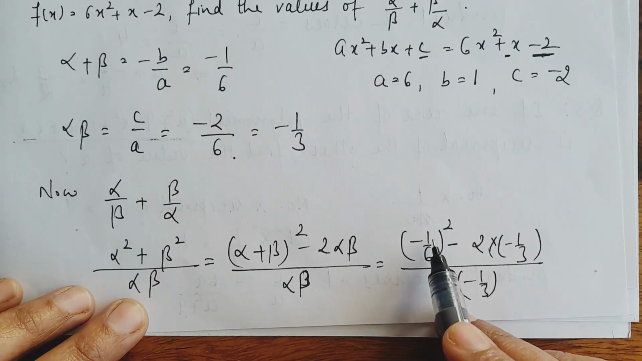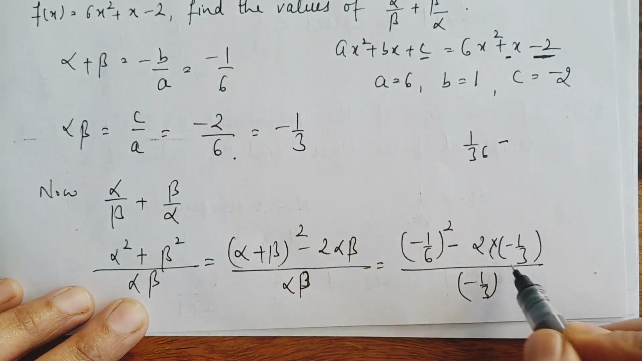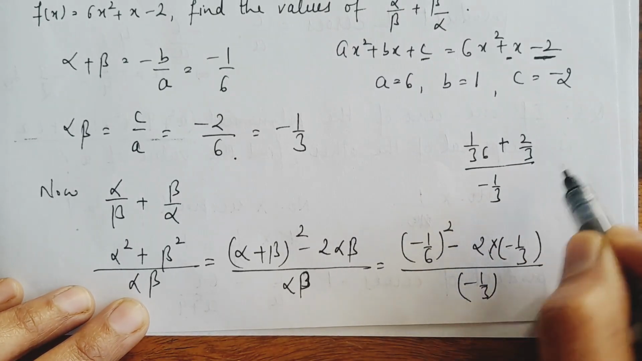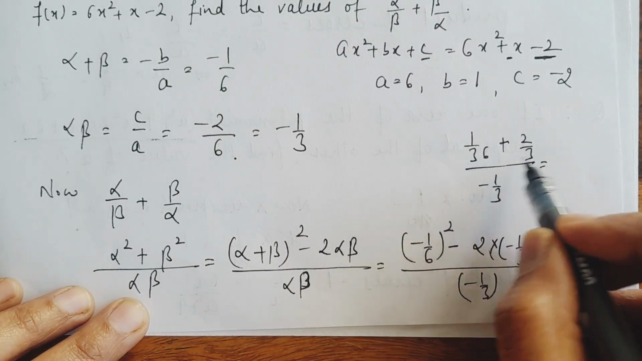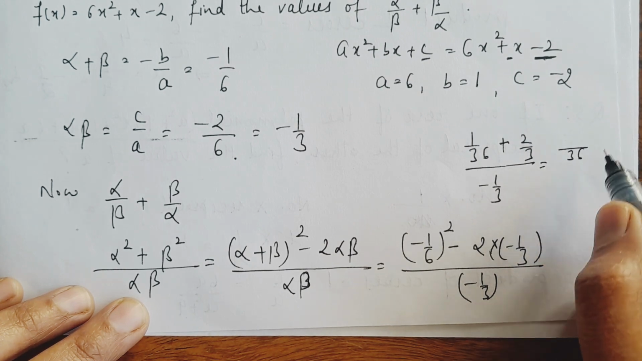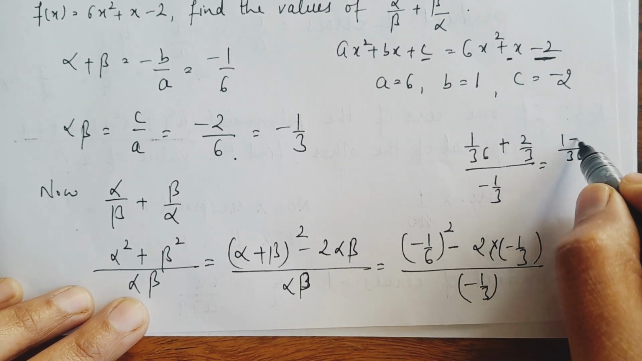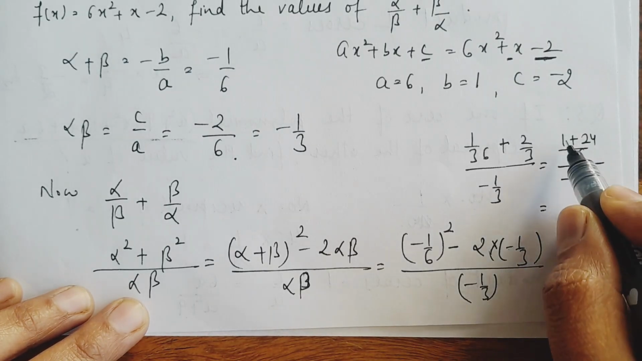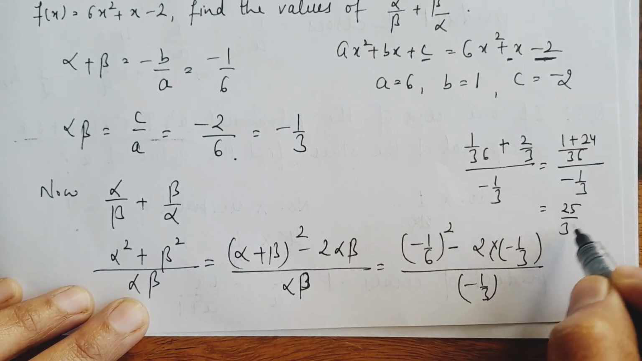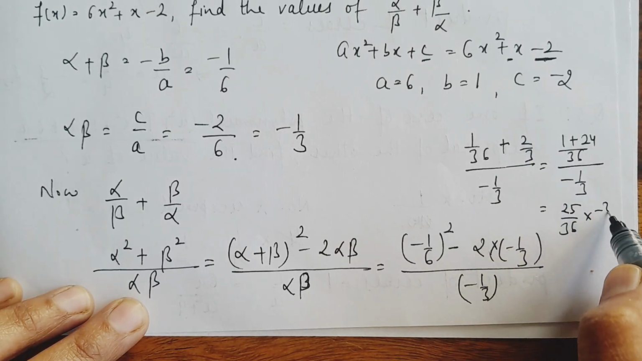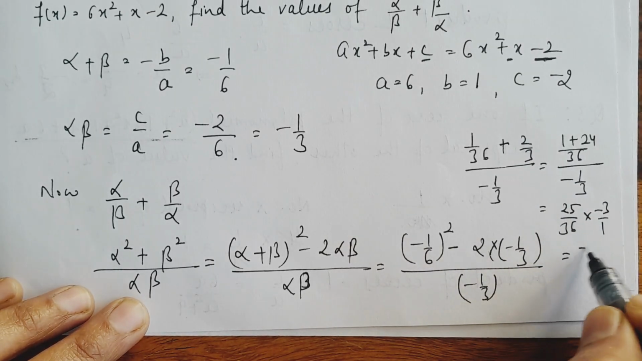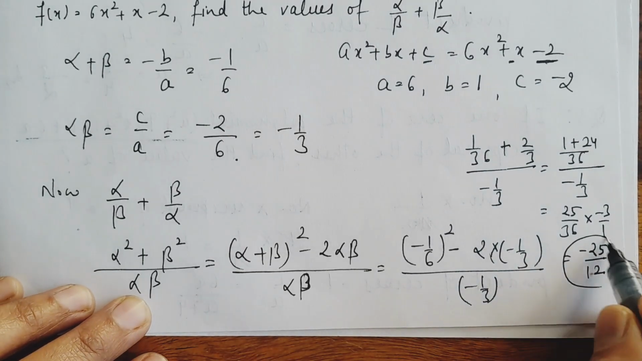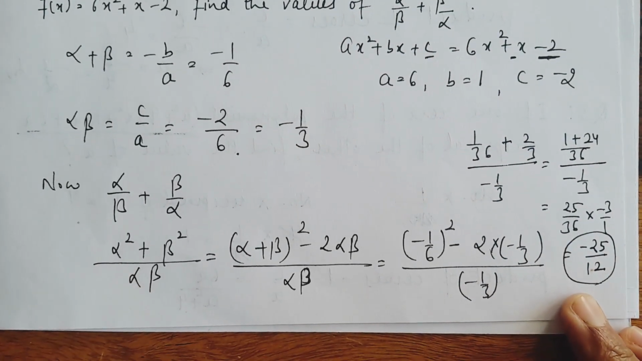सिंप्लीफाई करने के लिए क्या आ जाएगा, ये 1 बाय 36 माइनस माइनस विल बिकम प्लस 2 बाय 3 डिवाइडेड बाय दिस इज माइनस 1 बाय 3. नाउ वी विल टेक द एलसीएम हेयर. 36 विल बी द एलसीएम, सो यू विल गेट हेयर 1 प्लस 24 डिवाइडेड बाय माइनस 1 बाय 3. सो 25 बाय 36 मल्टीप्लाई बाय रिवर्स हो जाएगा तो माइनस 3 बाय 1. सो वी विल गेट माइनस 25 बाय 12. दैट इज आवर आंसर हेयर इन दिस क्वेश्चन. डिड यू गेट दिस पॉइंट?